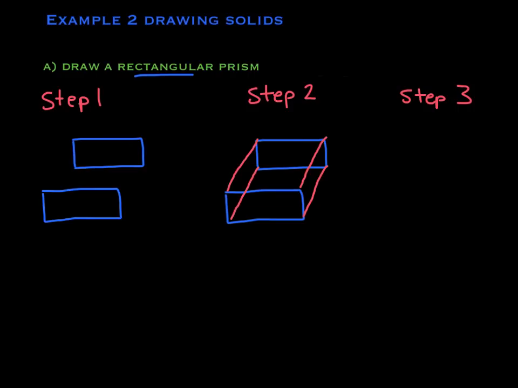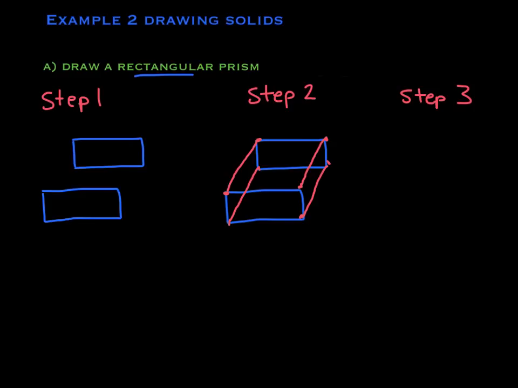So those are all being connected right at their vertices. Remember, our vertices are just those points where they all connect. You don't have to write that in there, I'm just showing you. And then step 3 is the easiest part. You're changing any hidden lines to dashed lines.